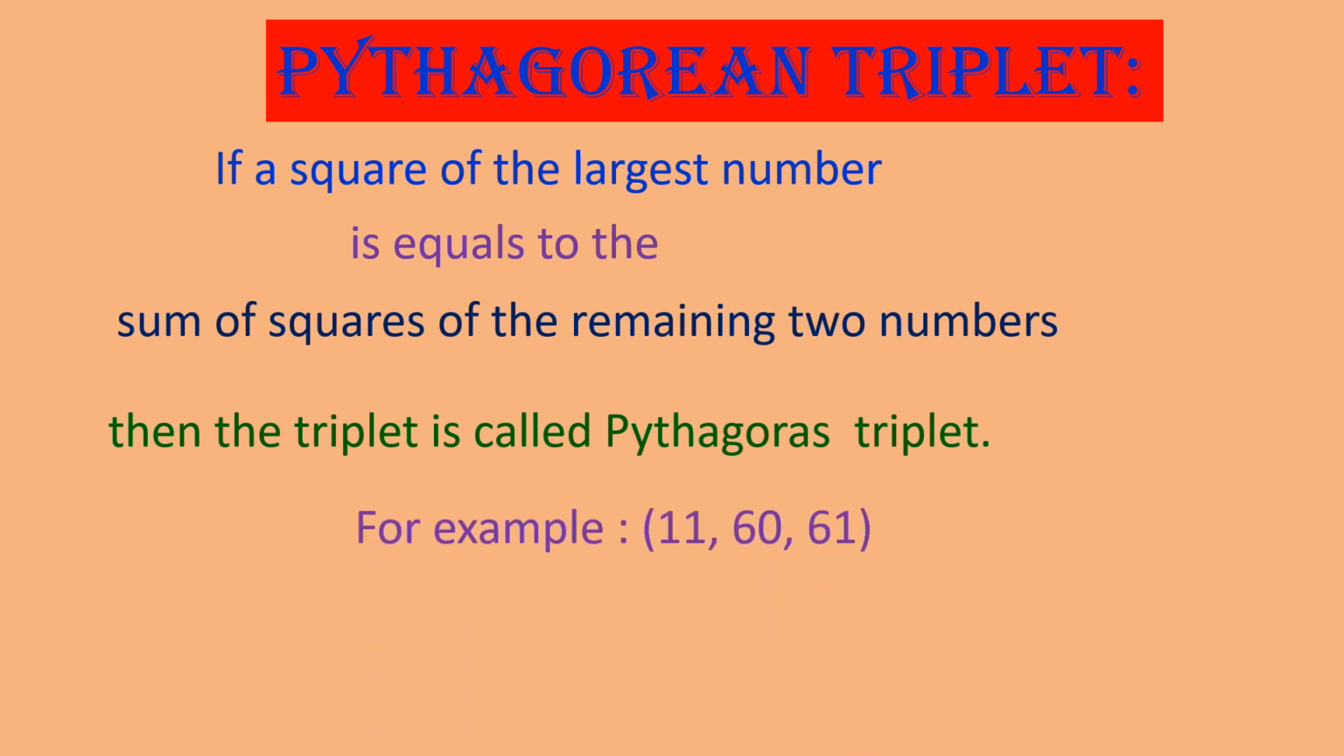For example, if you take 11, 60 and 61, we are going to square 61 because this is the largest number, and then we will add 11 square plus 60 square. The answer will be the same. Therefore 11, 60 and 61 is a Pythagorean triplet. One more example is there which we can verify. We will solve it so that you will learn how to write it also.